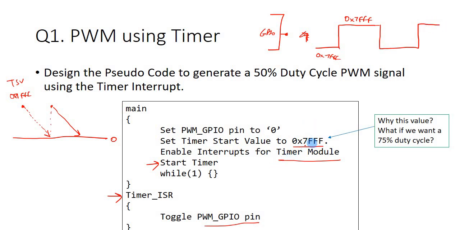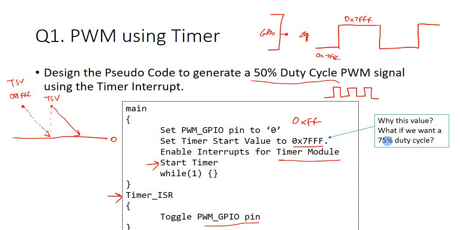So this 0x7FFF is just a random value. If you had chosen a smaller value, say 0xFF instead, what happens? It's just that I toggle faster, but the duty cycle is still the same, 50% duty cycle. Why? Because whenever I interrupt, I will always reload back with the same value from the TSV register to the timer or counter register.